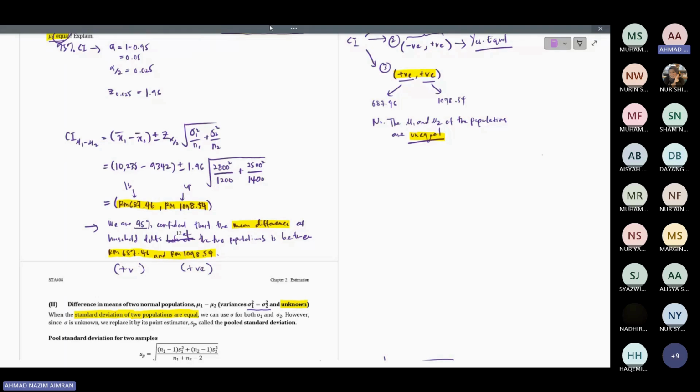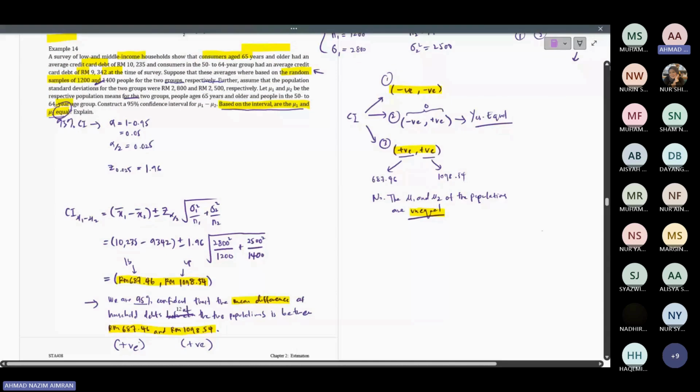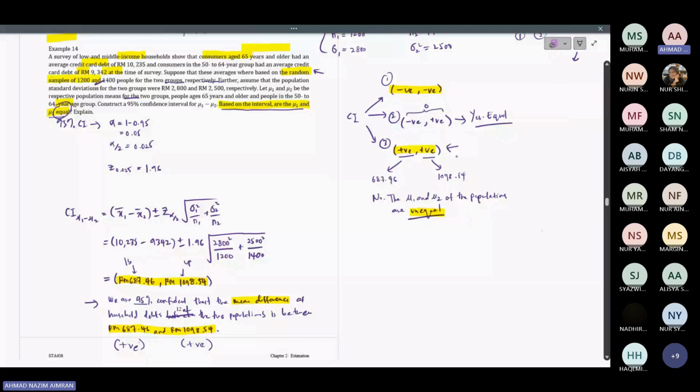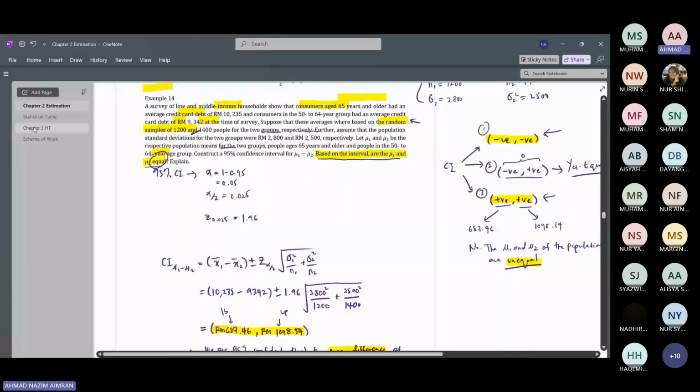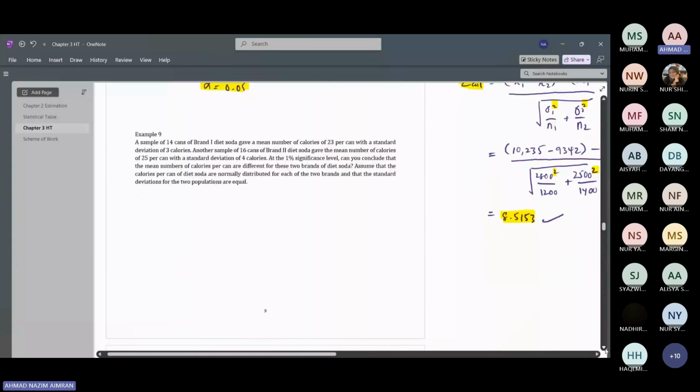If positive for confidence interval, if we get positive value, then ada different. Negative value also significant different. But if we have negative and positive value, then it is equal. It is not different. Right? So it is the same. The answer that we get is the same.